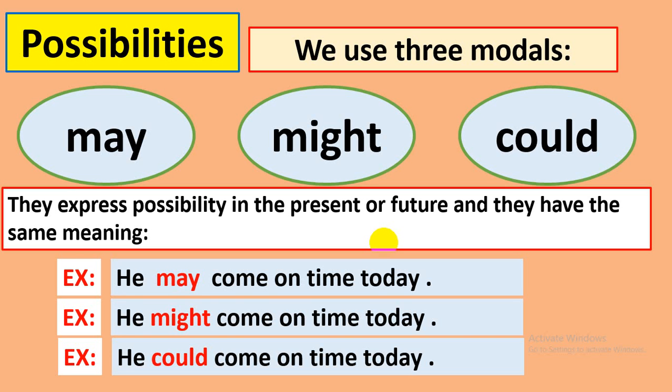So we use the 3 modals here: may, might, and could. They express possibility in the present or future, and they have the same meaning. So may, might, and could have the same meaning. For example, he may come on time today. He might come on time today. He could come on time today.